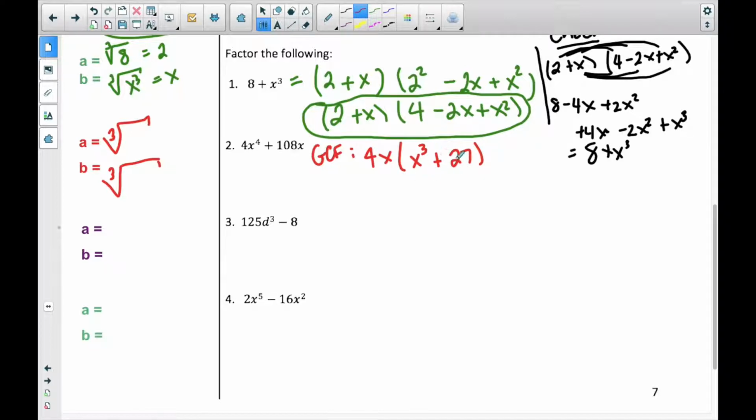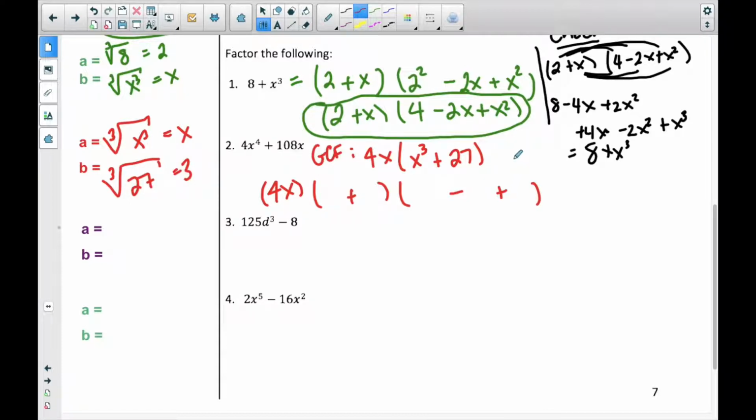Let's use this, x to the third plus 27, when I'm figuring out my a and b. So a is the cube root of x to the third, which is just x. B is the cube root of 27, which is 3. And so now I can factor that down using the pattern. I'm going to keep my 4x there off to the side. And then remember, the first one has 2 terms. The second one has 3 terms. Again, it's a plus, so I'm going to do same, opposite, sum, and now I'll fill in the blanks.